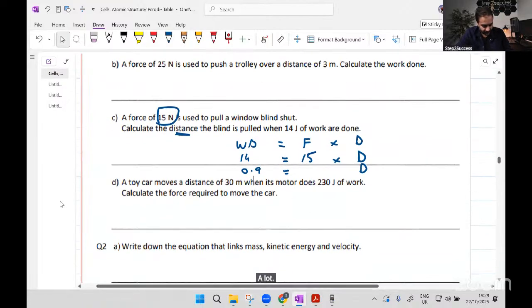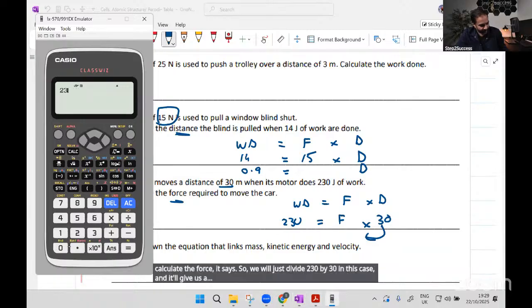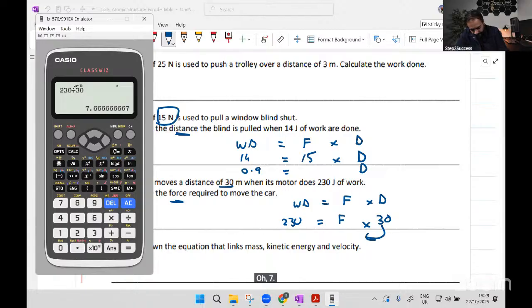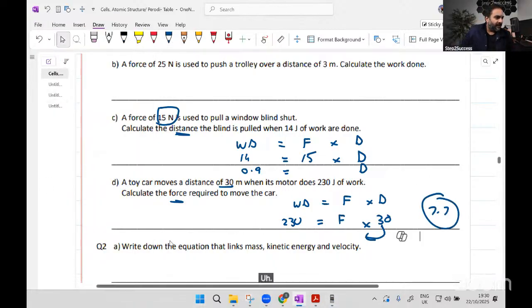And D, you asked for as well. Again, work done equals force times distance. Distance is 30. Motor does 230 joules of work. That is work done. Again, 230. Calculate the force, it says. So we will just divide 230 by 30 in this case, and it'll give us a weird answer of 7.7. Okay. One is done.